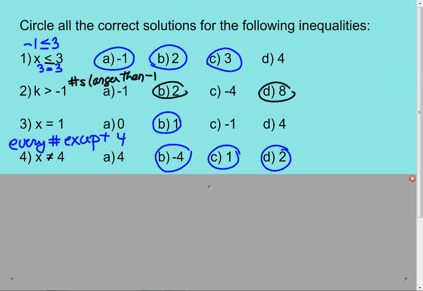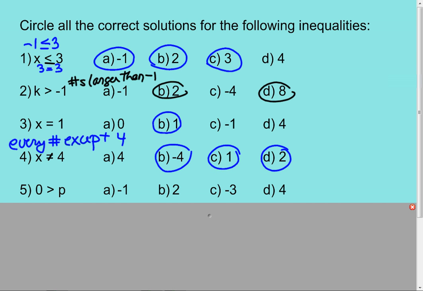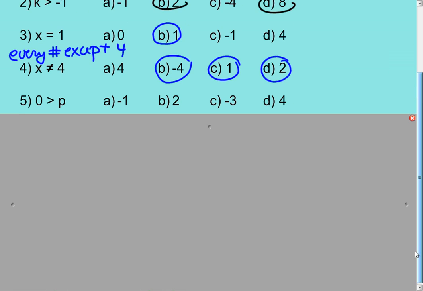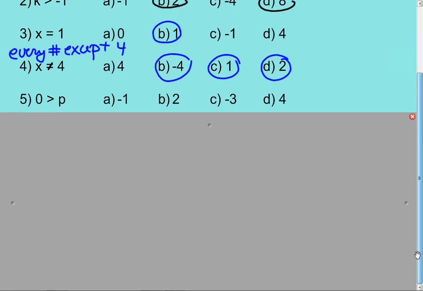Okay, should we look at 5 next? Okay, now this is one of those that's written backwards. You can make it go forward if you want, or we can just test it. Why not just test it? Remember, we're looking for numbers that make it true. Now, you have to know what this says. 0 is bigger than negative 1. Is that true? Yeah. Is 0 bigger than negative 1? Yeah, that's true.